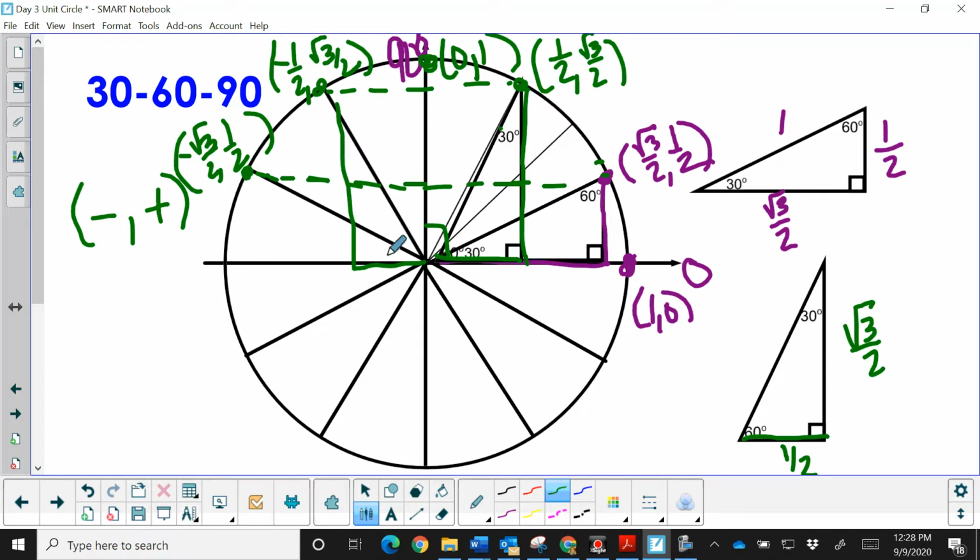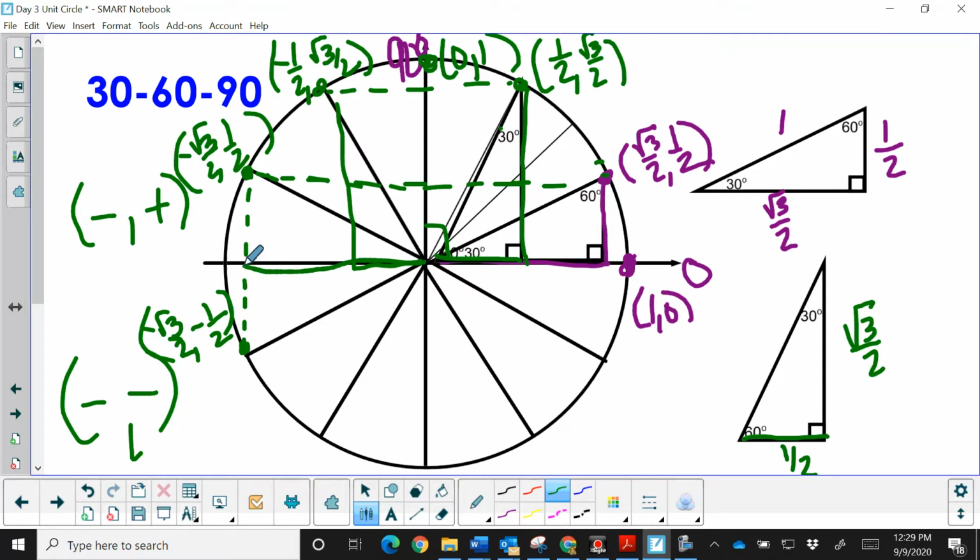Now from here, we're going to reflect again to quadrant 3. We know all coordinates in quadrant 3 are negative, negative. So again, we're just going to reflect this straight down to here. So that's going to be -√3 over 2, -1/2. And let's stop for a second and see where that's coming from. That's my long leg and that's my short leg.